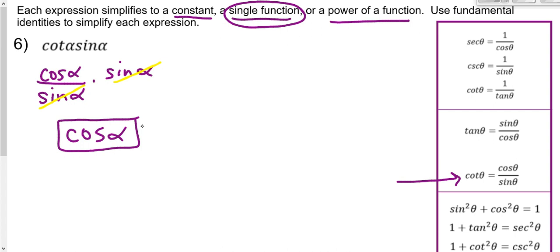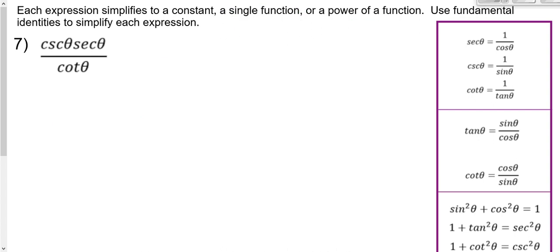Here comes number 7. Same directions. So let's change everything into sines and cosines. So let's replace cosecant theta with 1 over sine theta.